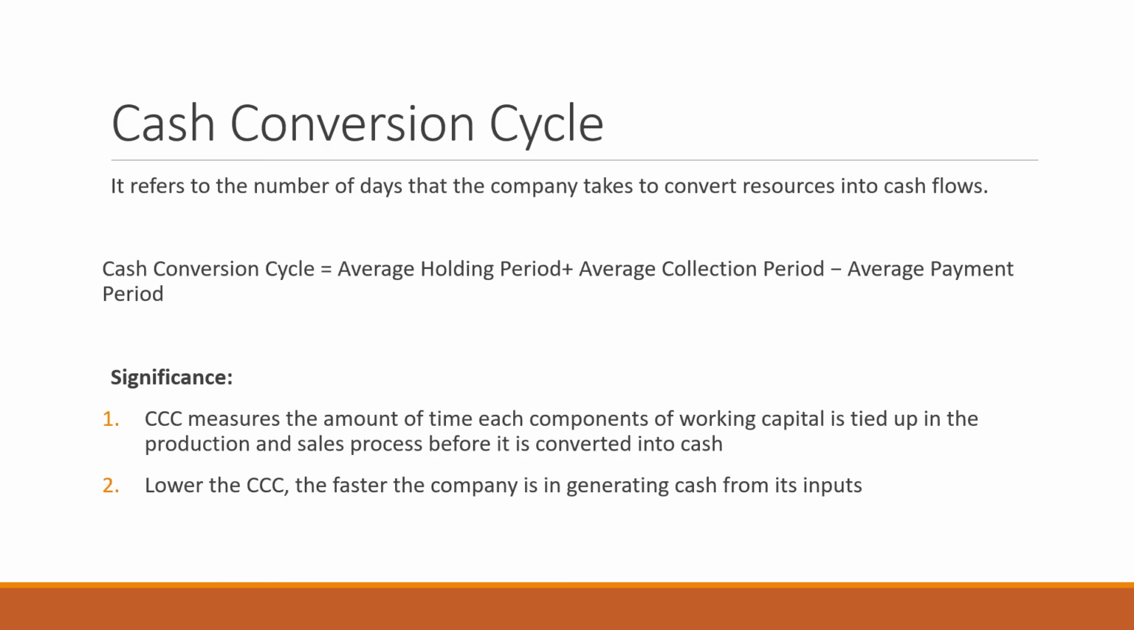The last important ratio is cash conversion cycle. It refers to the number of days the company takes to convert its resources into cash flows. By formula, cash conversion cycle is equal to average holding period plus average collection period minus average payment period. This ratio is very important as it signifies the amount of time each component of working capital is tied up in the production and sale process before it gets converted into actual cash.